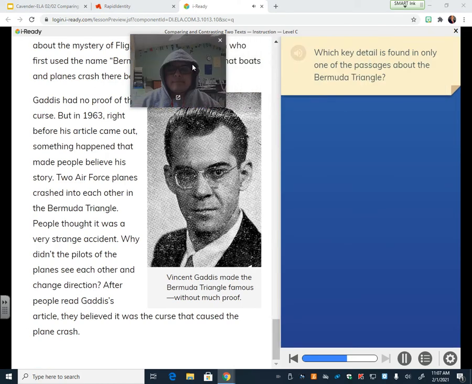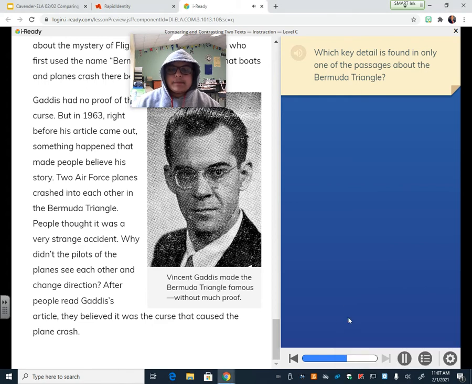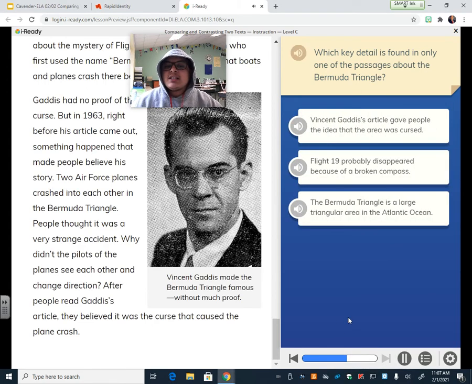Which key detail is found in only one of the passages about the Bermuda Triangle? It says, what key detail was found in only one of the passages? Was it that Vincent Gaddis's article gave people the idea that the area was cursed? Was it that Flight 19 probably disappeared because of a broken compass? Or is it that the Bermuda Triangle is a large triangle in the Atlantic Ocean?